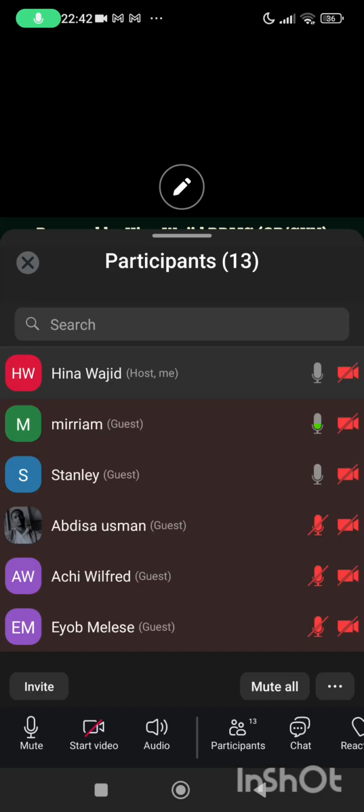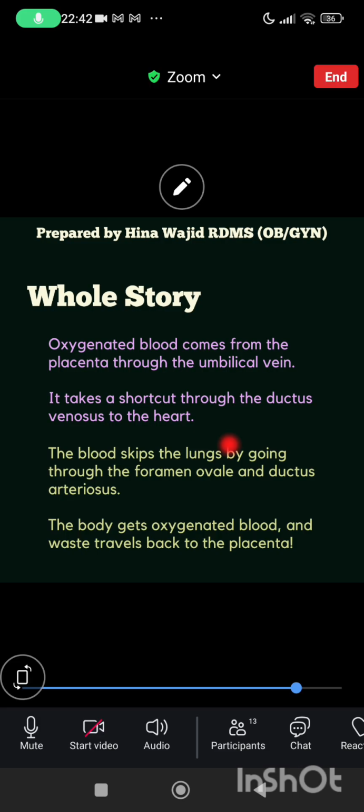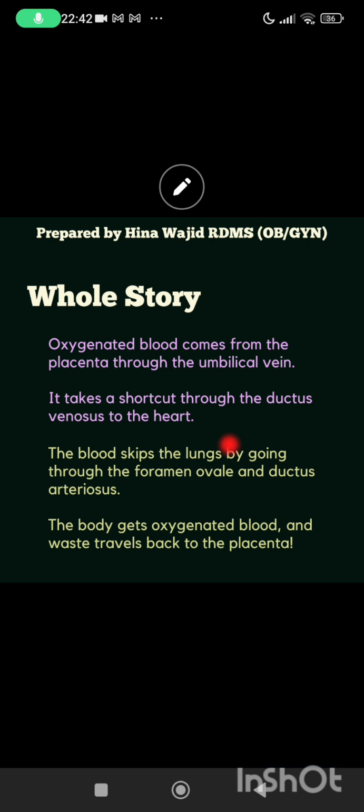Facilitated by the umbilical cord, which connects the fetus to the placenta. Now, the umbilical cord has 3 vessels, 2 arteries and 1 vein. The arteries carry deoxygenated blood to the placenta, which acts as an exit route, while the umbilical vein carries oxygenated blood from the placenta towards the fetus, which is an entry point. Now, the umbilical arteries originate from the internal iliac arteries.